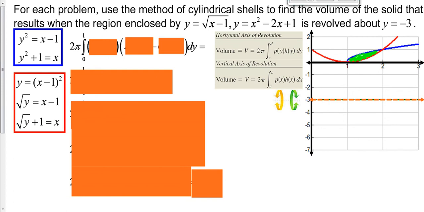Then we need to go ahead and identify our radius. Our radius is going to go from what's on top up here down to what's on the bottom down here. So we're dealing with y, so we have a y here going all the way down to our axis of revolution for our radius. So we have a y value here on top minus what's in the bottom of our -3. So our radius is y minus the -3, or y plus 3.